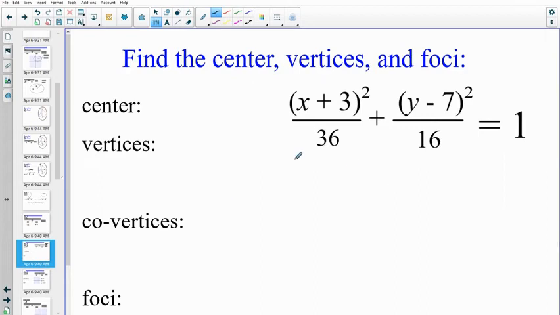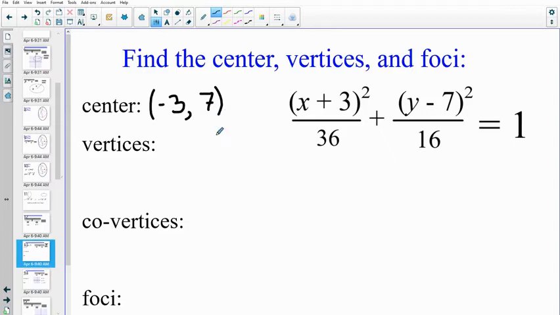We can also identify the center from the general form. I've got x minus the x value. Well, let's see, x minus negative 3 would be the same as x plus 3. So x minus negative 3 is what we're looking at here. And then y minus the y value. So the y value is 7.